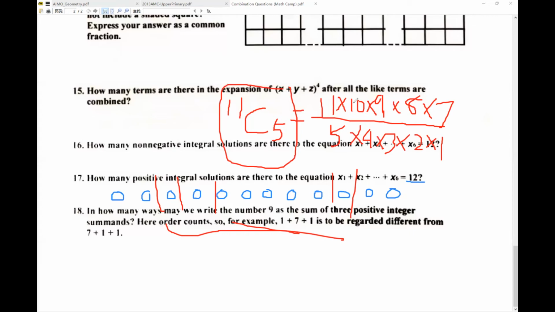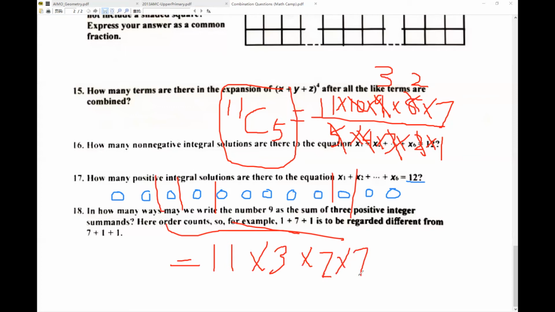Now we do the cancelling. Okay, so 5 and 2 with 10. Next one, 4 and 8, 2 left. 3 and 9, 3 left. So the result is equal to 11 times 3 times 2 times 7. 3 times 2 is 6, 6 times 7 is 42, so 462. That's the answer. You get it?